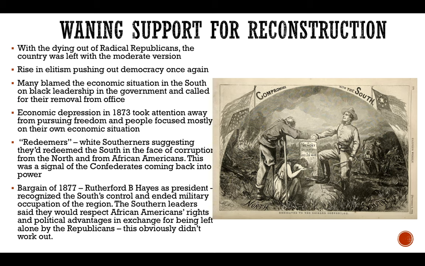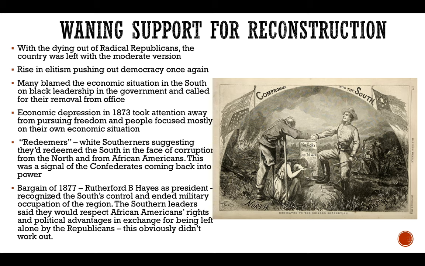So the idea had been to not allow those who had seceded from the nation to regain power, but many of them did. And the bargain of 1877 is famous because it signifies the end of Reconstruction. So Rutherford B. Hayes was president at the time, and he recognized the South's control and ended military occupation of the region. So he recalled the troops from the southern states, those 5 regions that we talked about.